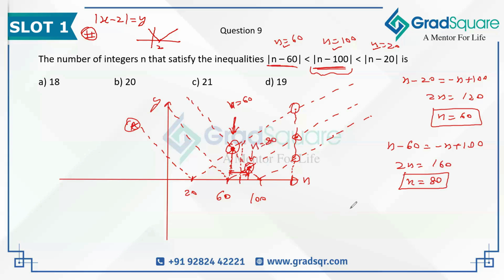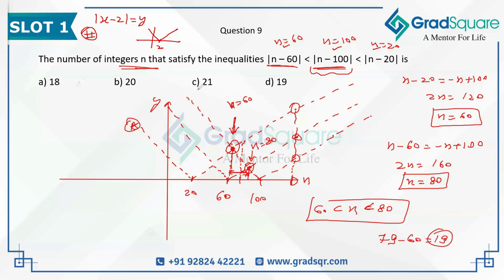So between 60 and 80, for all the values of n, the given inequality will be satisfied, and at no other value of n will it be satisfied. They are saying you have to find the number of integers n. So between 60 and 80, you have to look at the number of integers. So 79 minus 60, which is 19 integers, should be your answer to this question. They've just counted the number of integers between 60 and 80.